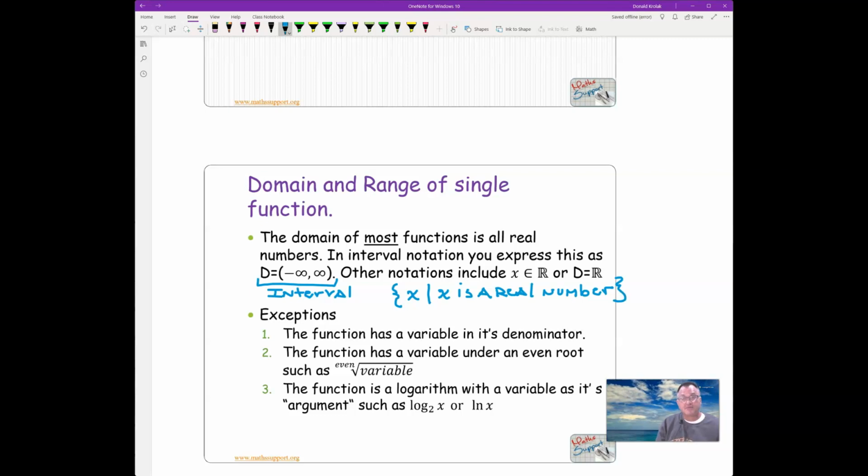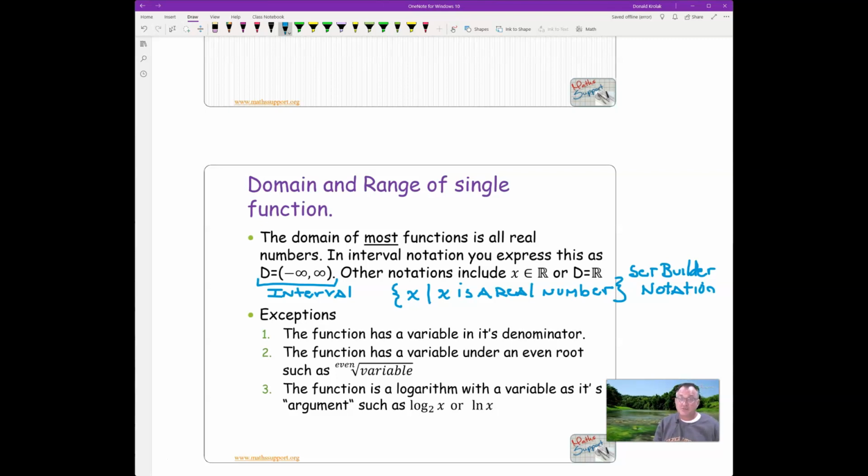This type of notation is called set builder. So you may see that being used in some of the MyMathLab questions. It's just a different way of expressing a set of numbers. You've got interval notation, you've got set builder notation.